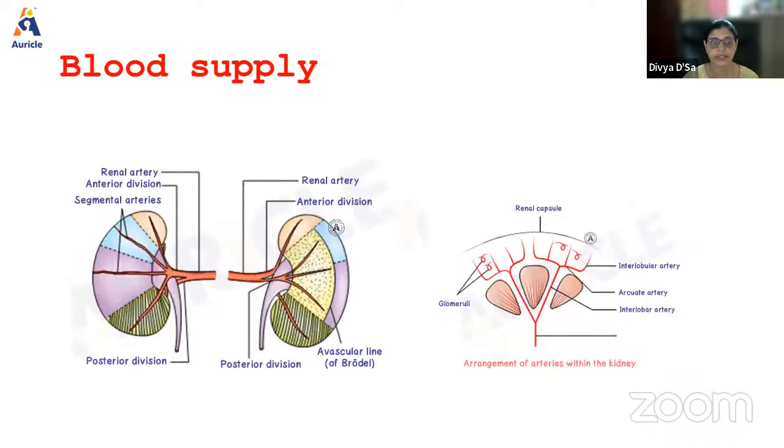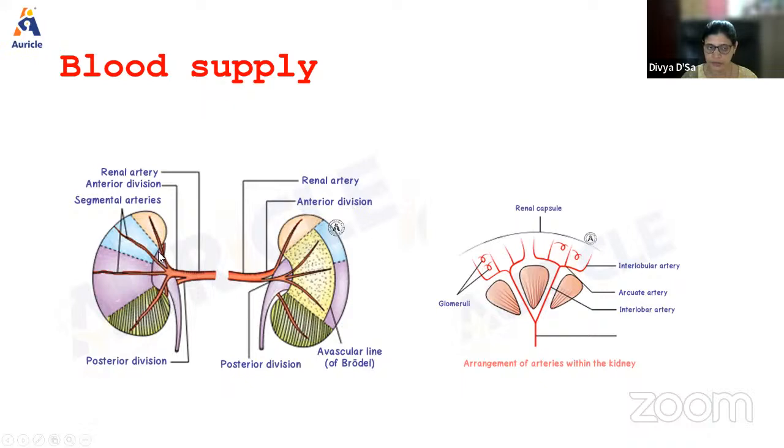The blood supply of the kidney. Okay, so for the blood supply of the kidney, we should know that it is by the renal artery. The renal artery divides into anterior and posterior divisions, and each of these divisions will divide into segments. So it goes to each segment. So we have the 5 segments here. Oh, sorry, 4 segments, 1, 2, 3, 4 segments.